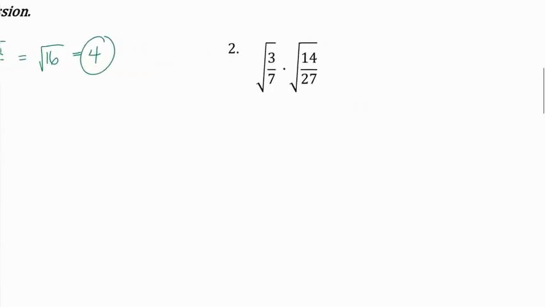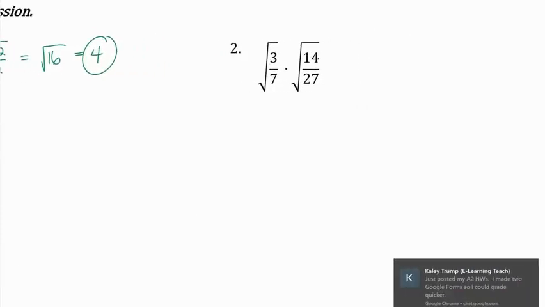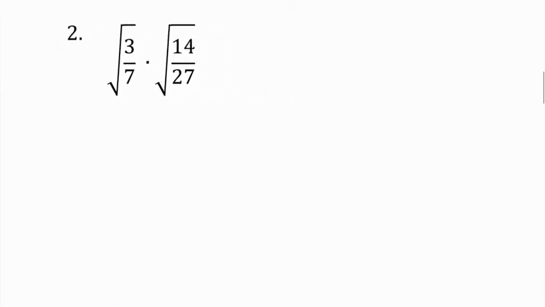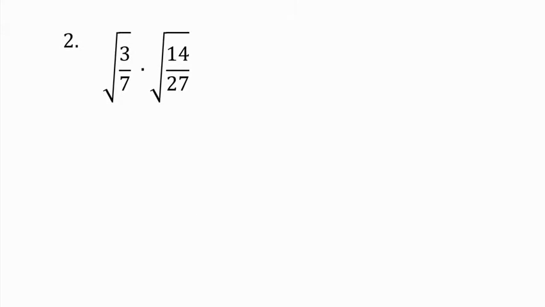Okay, next one, number 2 over here. Again, we've got some fractions inside of radicals. So first, I'm going to check for perfect squares. 3, 7, 14, 27. None of those numbers are perfect squares, so I can't do anything with that. Then I'm going to check to see if I can reduce the fractions. 3 over 7, not reducible. 14 and 27. 14's only factors are 2 and 7, and neither of those go into 27. So we can't reduce either of the fractions. So now my only step is I don't want to leave a fraction inside a radical, so I'm going to split those, kind of doing the opposite of what we did in number 1.